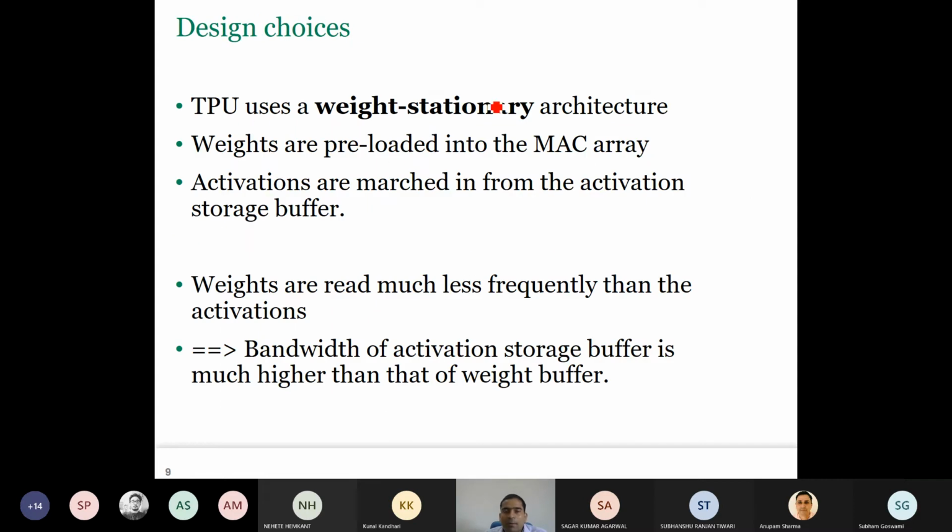So the TPU uses a weight stationary architecture. What that is, I'm not discussing now. If I get time later, I will explain. There is weight stationary, input stationary, output stationary. For right now, you can just skip it. Here, weights are preloaded into the MAC array, and activations are marching from the activation storage buffer.